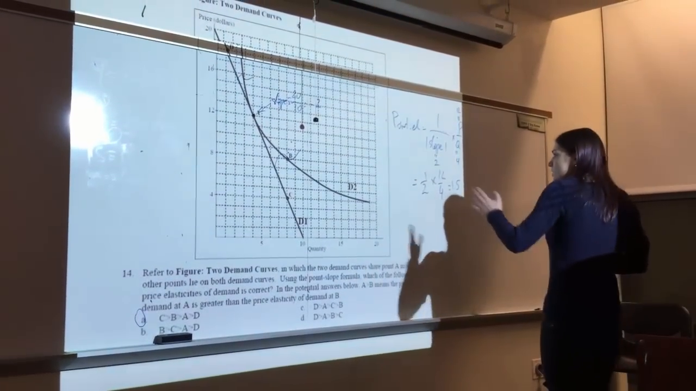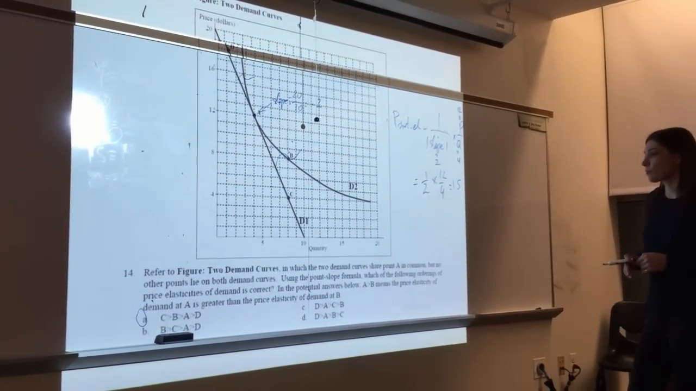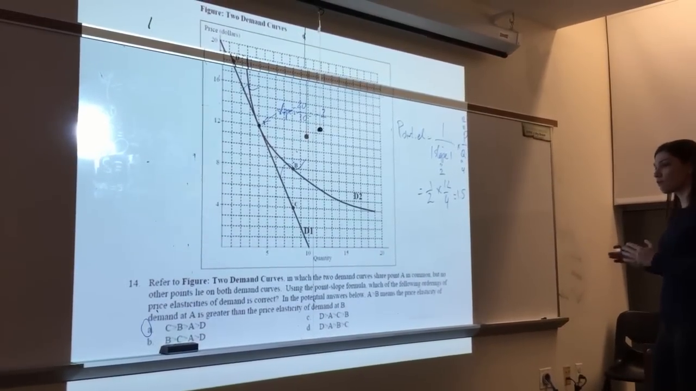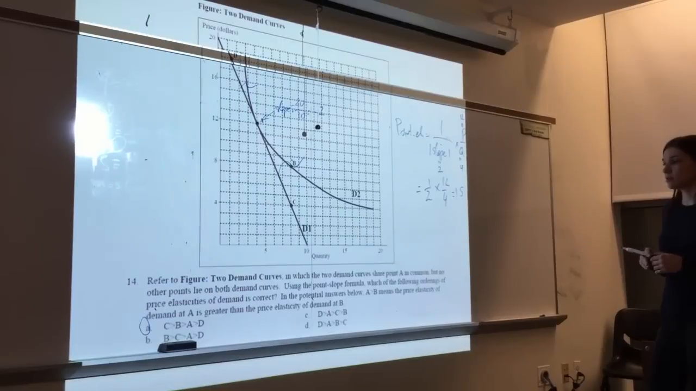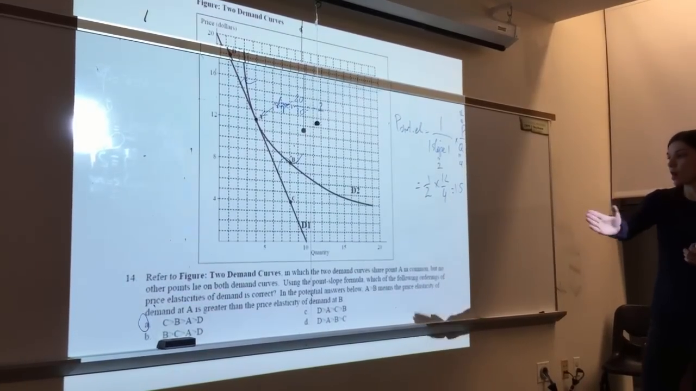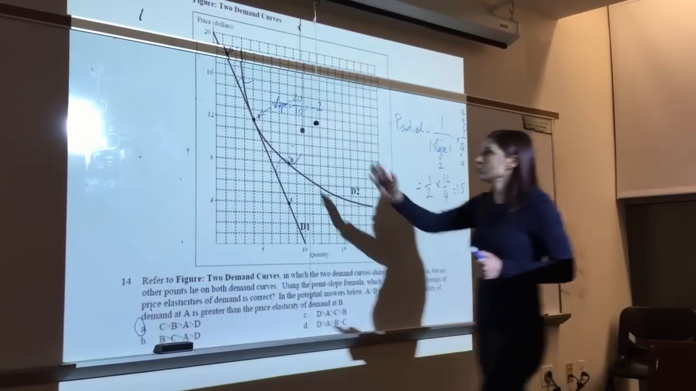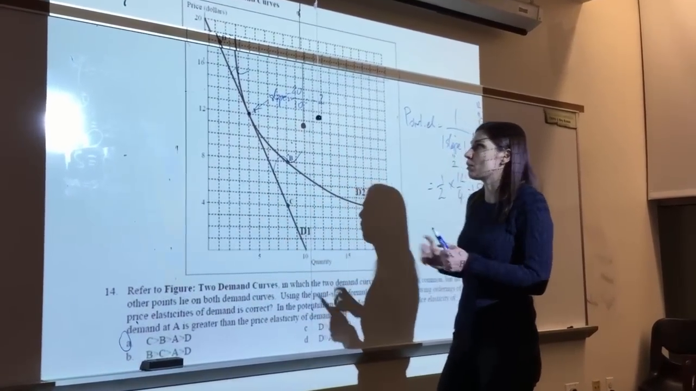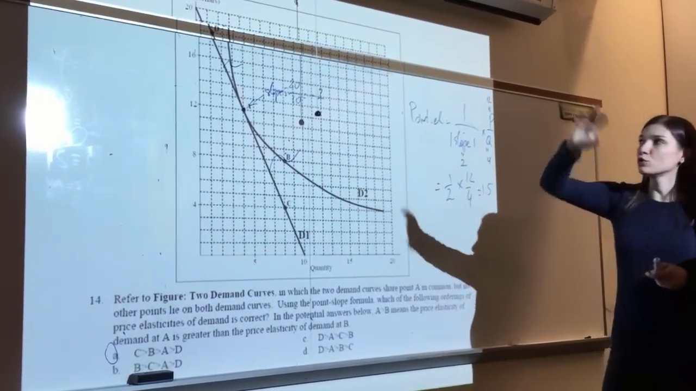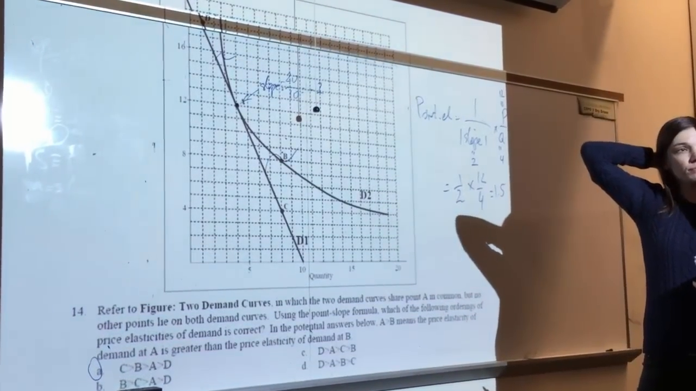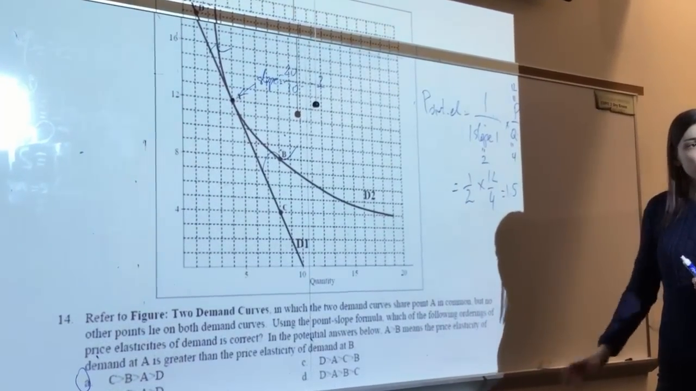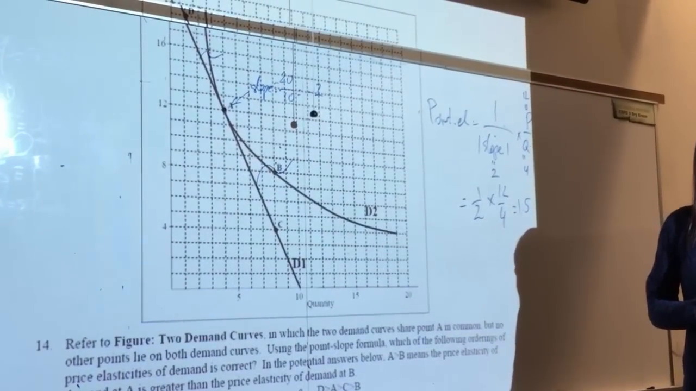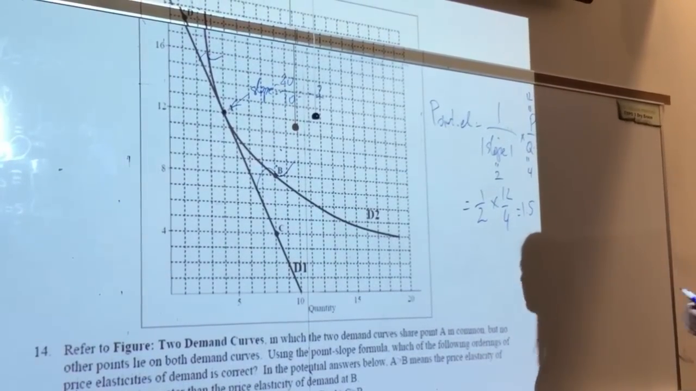Alright, so again, the same picture, two demand curves. Using the point slope formula, which of the following orderings of price elasticity of demand is correct? So starting from higher to lower, at which of those points is the price elasticity higher or lower? So first of all, what do we know about the elasticity of demand as we move down the demand curve? What is it doing? It's going down. It's decreasing.